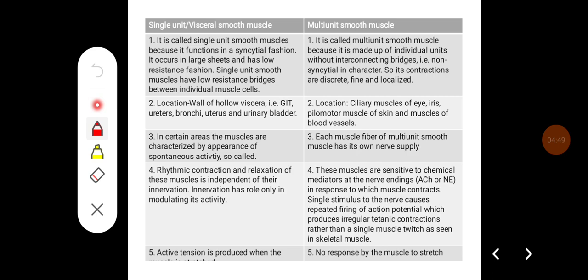These are some of the differences between single unit or multi-unit smooth muscles. Single unit are also called visceral smooth muscles. It is called single unit smooth muscle because it functions in a syncytial fashion. It occurs in large sheets and has low resistance. Single unit smooth muscles have low resistance bridges between the individual muscle cells.